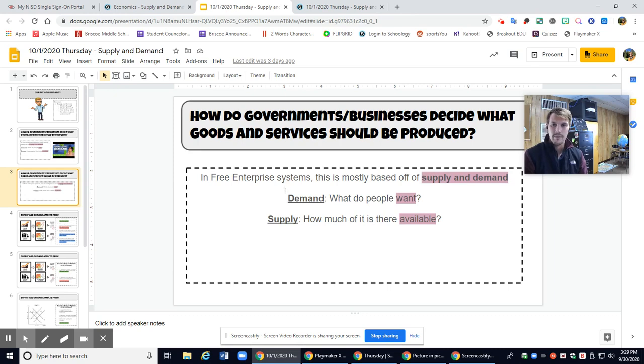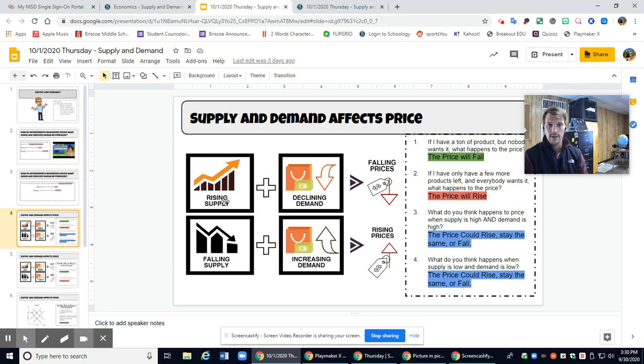How do governments and businesses decide what goods and services should be produced? Well, in a free enterprise system, this is mostly based off of the supply we have as well as the demand for the people who want those things. So demand is what people are wanting. The supply is how much of it there is available. Supply and demand does affect the prices.